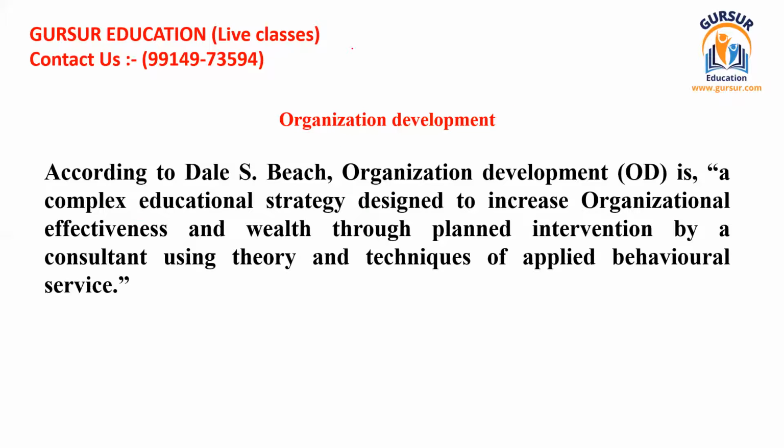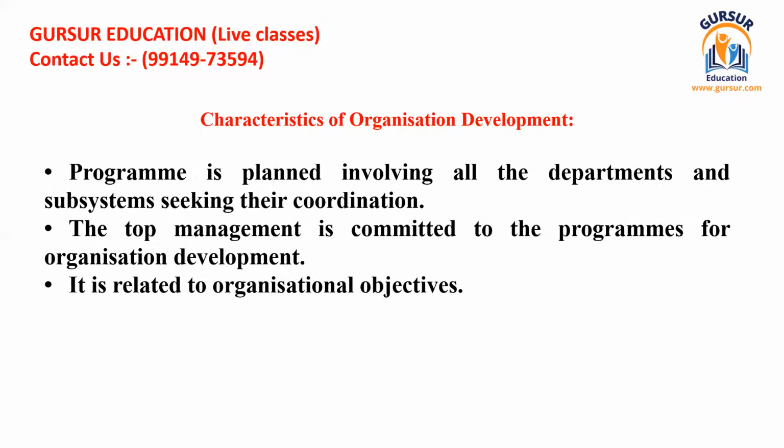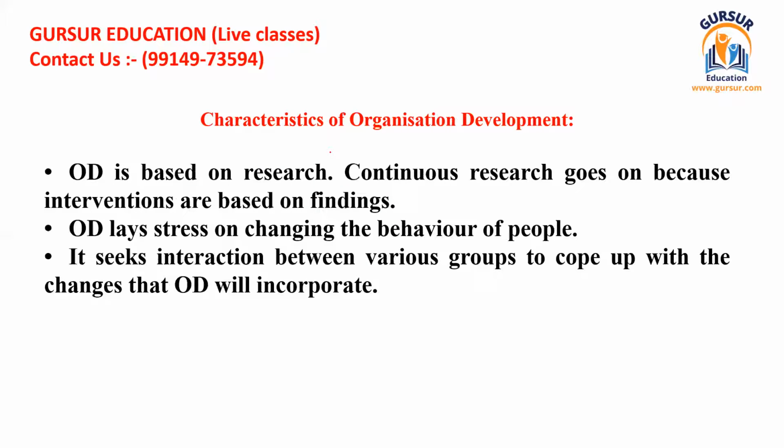Now there are some characteristics that we have to understand. First of all, a program is planned. In OD, there is a planned program and it involves all the departments and subsystems. Secondly, top management is committed to these kinds of programs of organizational development. Then this is all related to organizational objectives. Ultimately, your target is to achieve the organizational objectives.